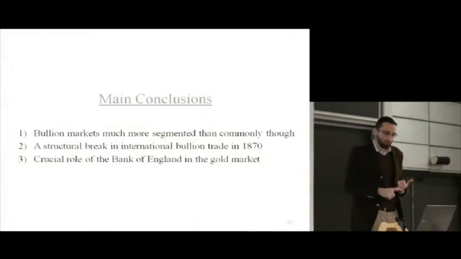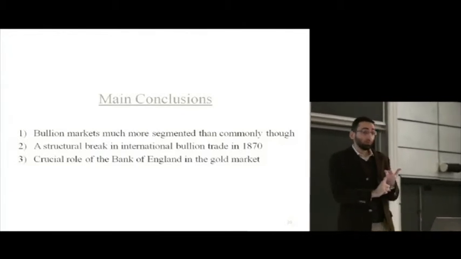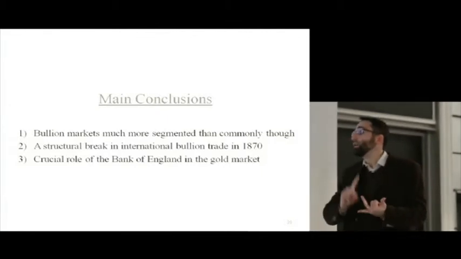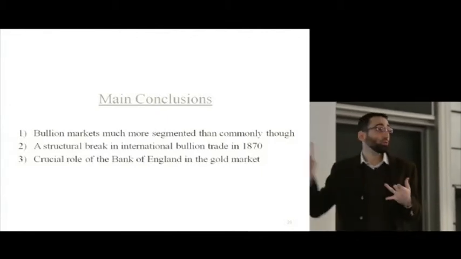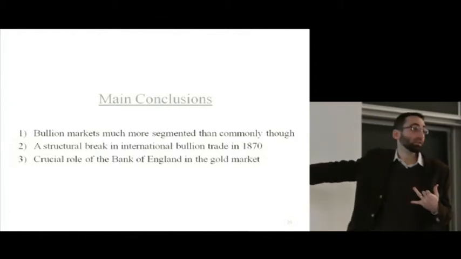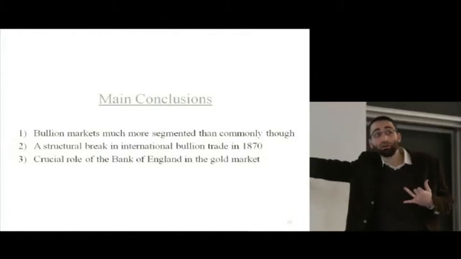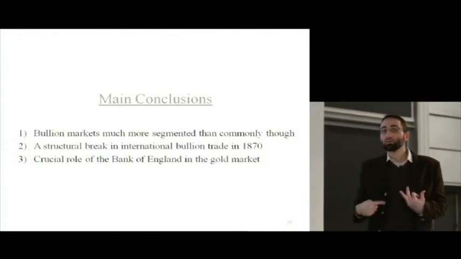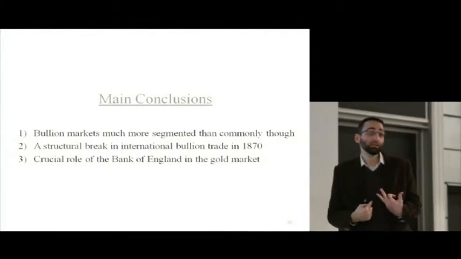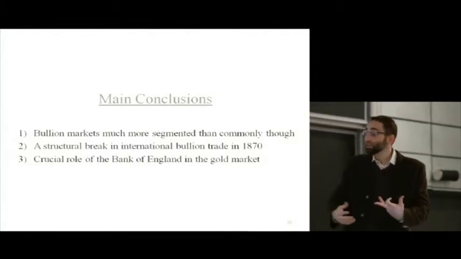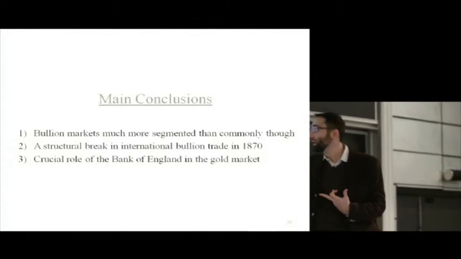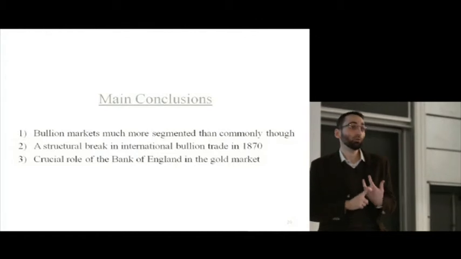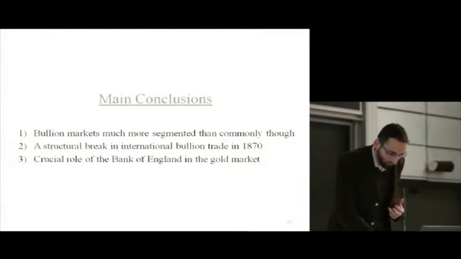So my conclusion is that the bullion market was much more segmented than we commonly think, so we should pay a lot of attention to this, that there is a structural break in international bullion trade before and after 1817, and I think that this plays a very important role in building expectations and in what we were talking about this morning on people discussing monetary things at the International Commission. And then you have a crucial role of the Bank of England in the world gold market, which should be investigated further. Thank you.